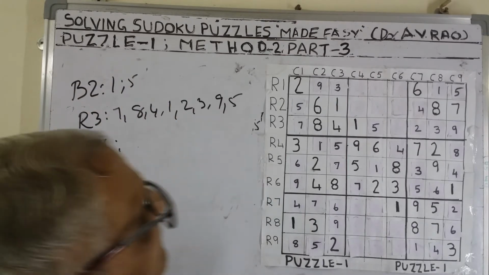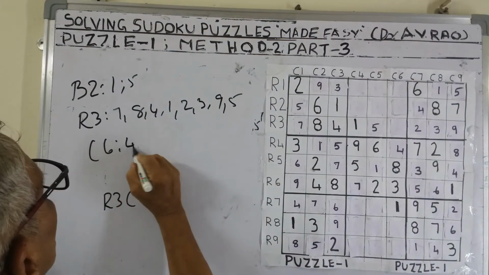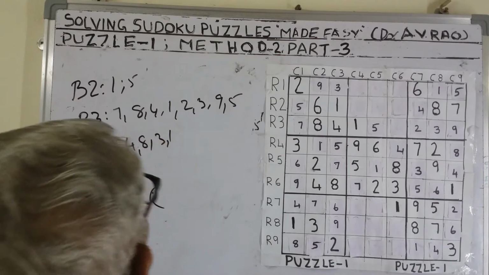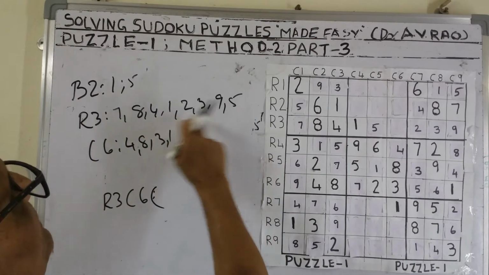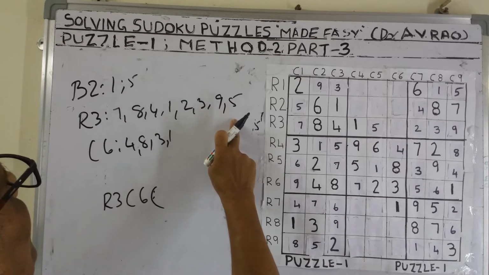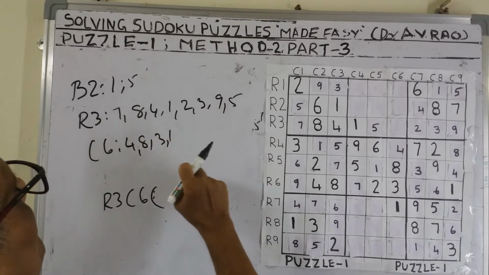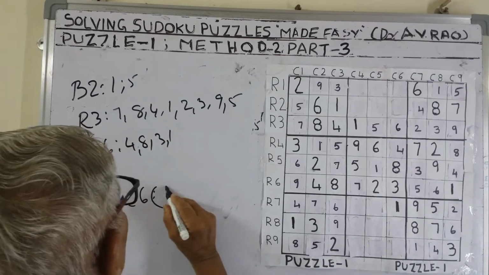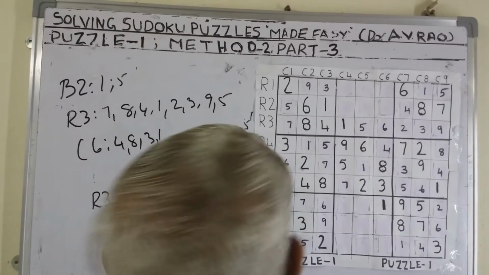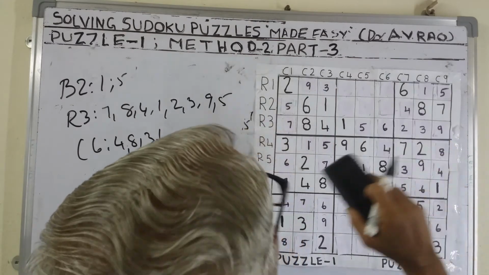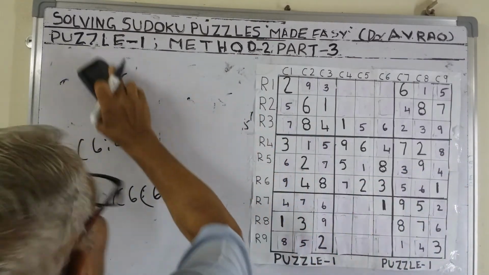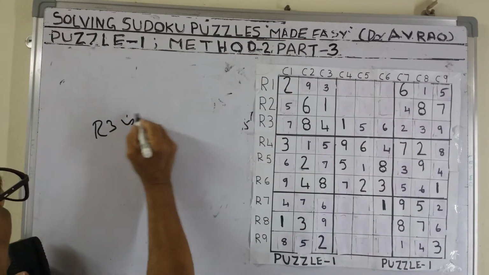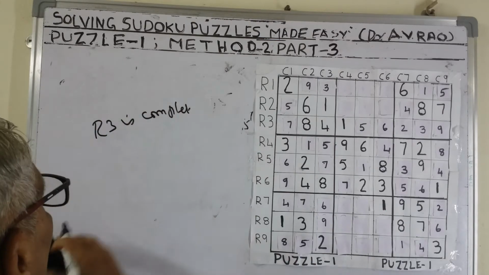Box 2 has 1 and 5. Column C6 is 4, 8, 3 and 1. So 1 is there, 2 is there, 3 is there, 4 is there, 5 is there, 7, 8, 9 are there. So 6 is missing. So it must be filled with 6. Friends, so in box 2 we have filled up. Now this row R3 is completed.